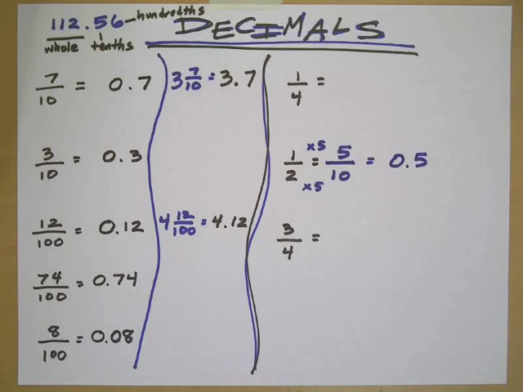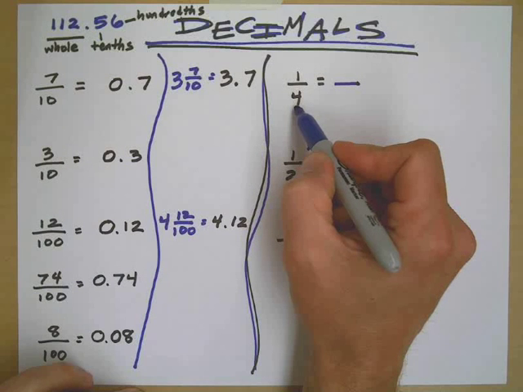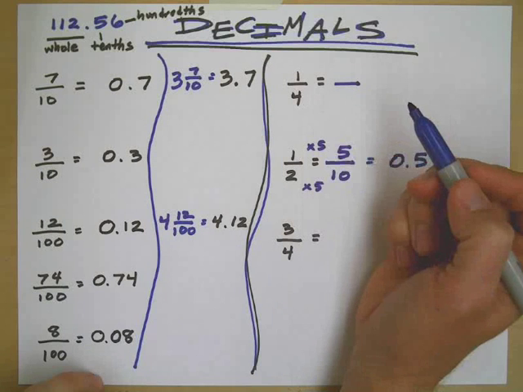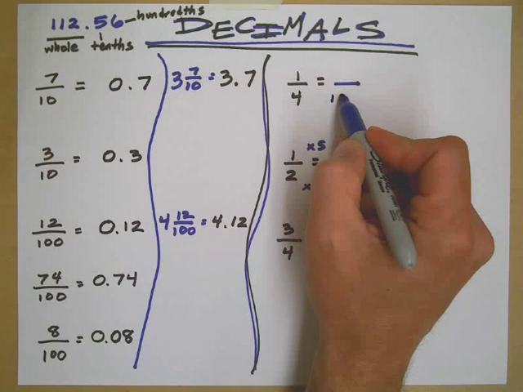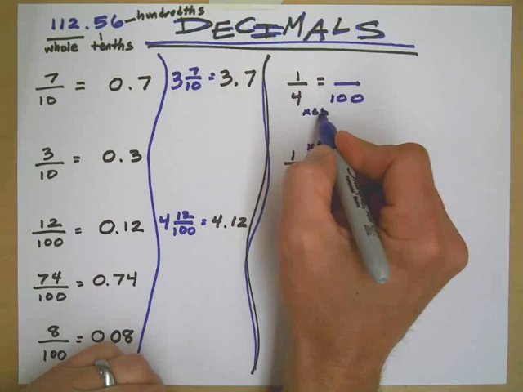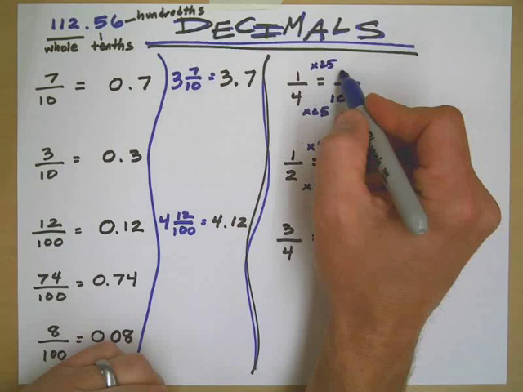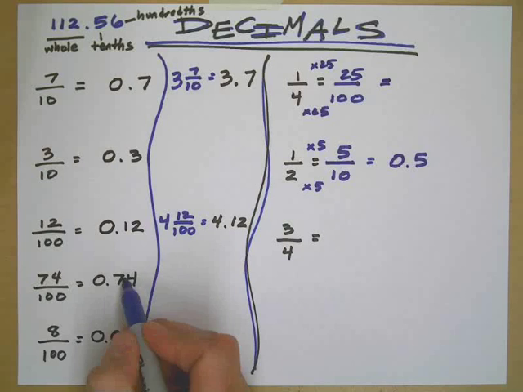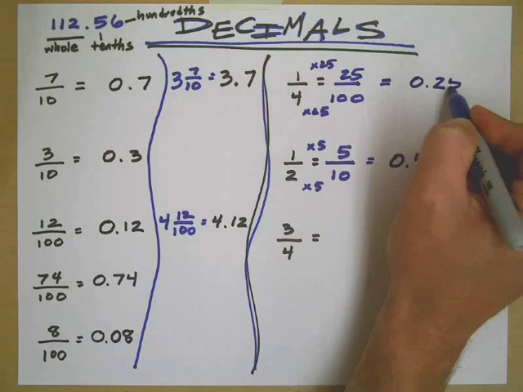Now fourths, I can't turn fourths into tenths because when I count by 4, 4, 8, 12, I skip 10. 4 is not a multiple of 10. Or excuse me, 10 is not a multiple of 4. But I can turn fourths into hundredths. And I know that's done by multiplying both the numerator and denominator by 25. So if I multiply the top by 25, I will get 25 hundredths. Understanding these problems over here, I know 25 hundredths can be written as 0.25.